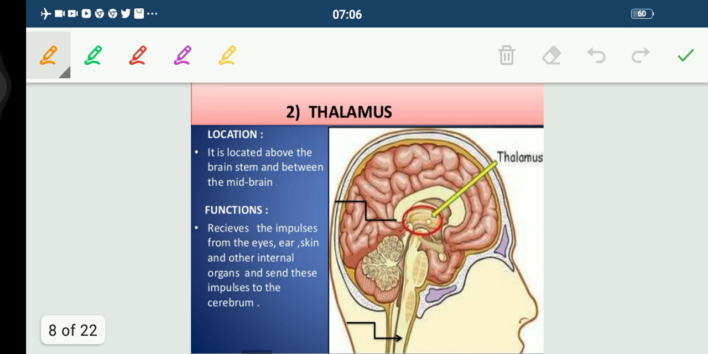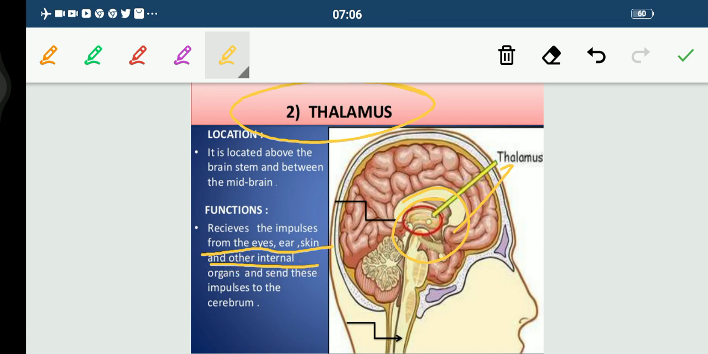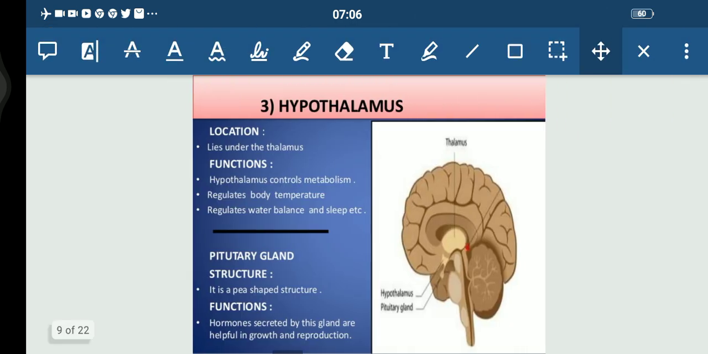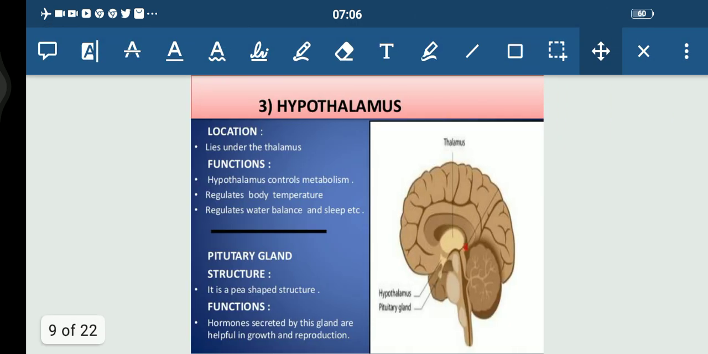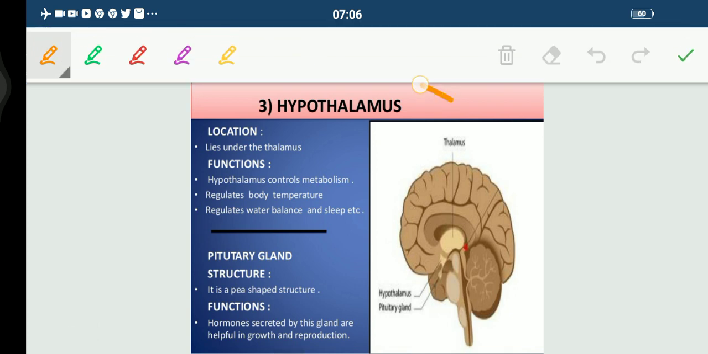The next we have is the thalamus. So we are discussing the forebrain, students. We have already discussed the cerebrum. The second part of the forebrain is the thalamus. It is located above the brainstem and between the midbrain. You can see here, this one is the thalamus. Its main function is to receive the impulses from the eyes, ears, skin, and other internal organs and send these impulses to the cerebrum. Whatever impulses are generated are sent up to the cerebrum, which is the main thinking part.